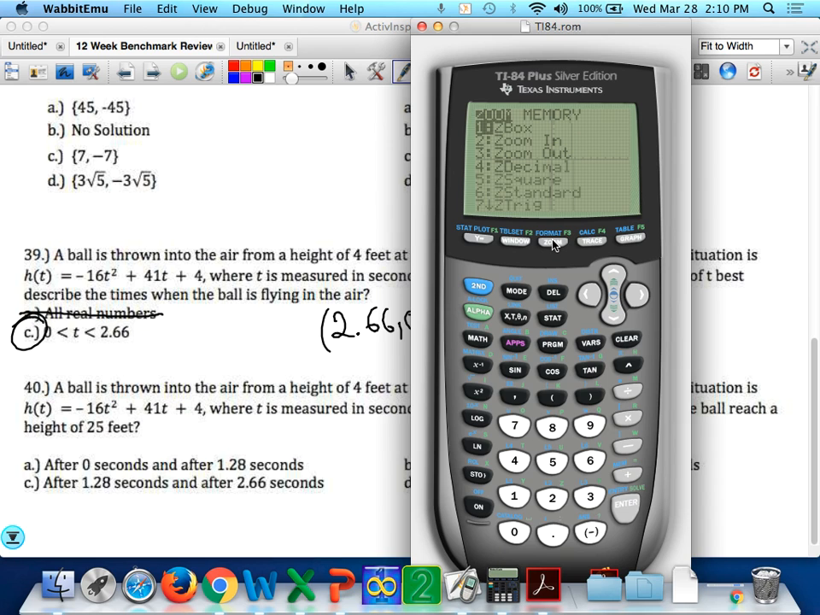I forgot about that. My bad. I shouldn't have hit zoom 6. Should have just hit graph. So here comes our hard to see parabola. But then here comes our line of 25. Everywhere that parabola touches it is going to be where the height of 25 of the ball was.